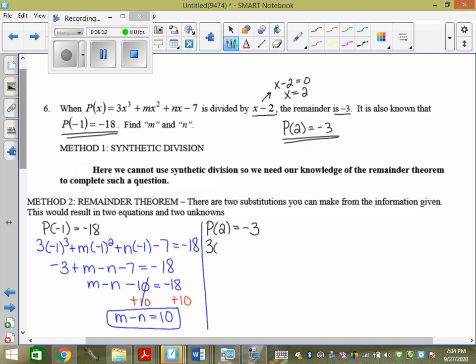So we go 3 times 2 cubed plus m times 2 squared plus n times 2 minus 7 equals negative 3.